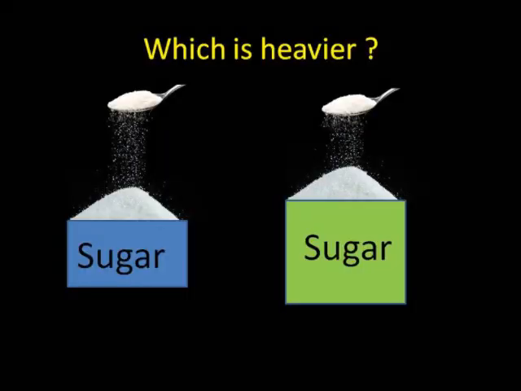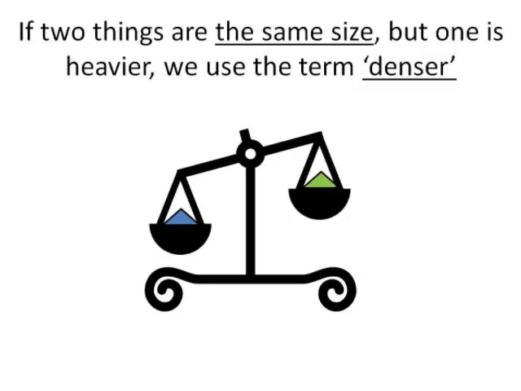We can't use the terms heavier and lighter for this problem. The green bowl on the right is clearly heavier than the blue bowl on the left, but that's because it's got more stuff in. We can't speak in those terms. We have to use the word density, and what we're talking about is if two things have the same volume, they're the same size, but one is heavier than the other, then we say that one is denser than the other.